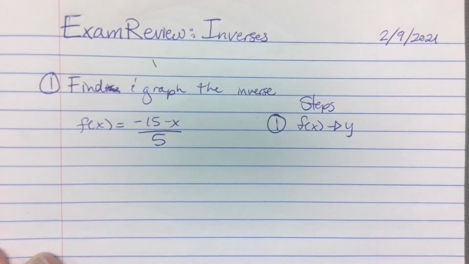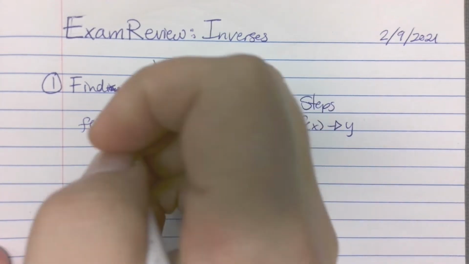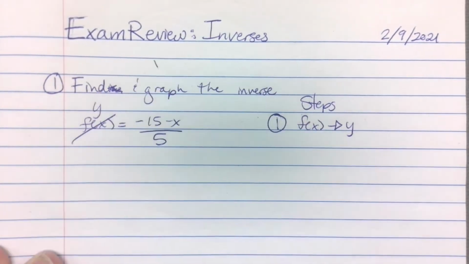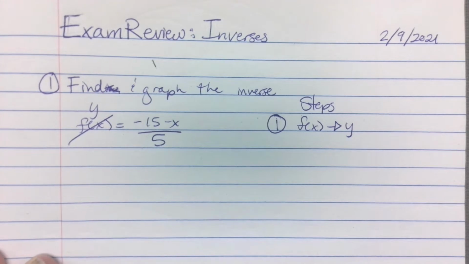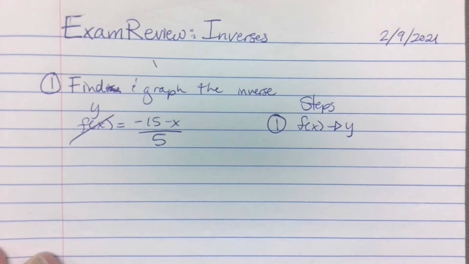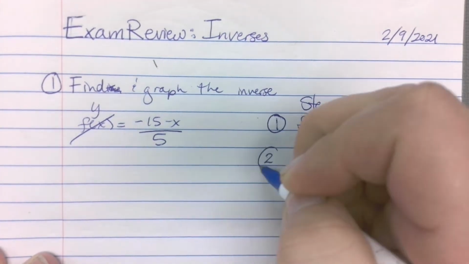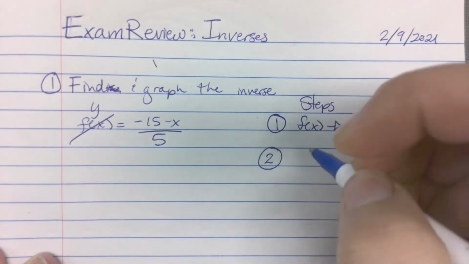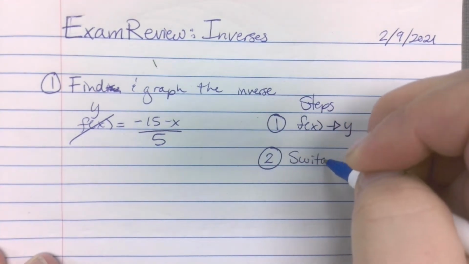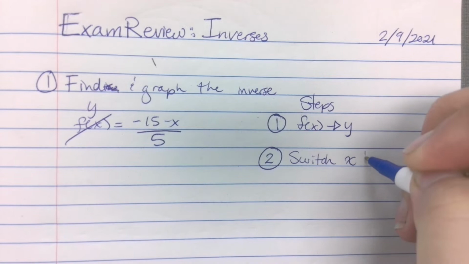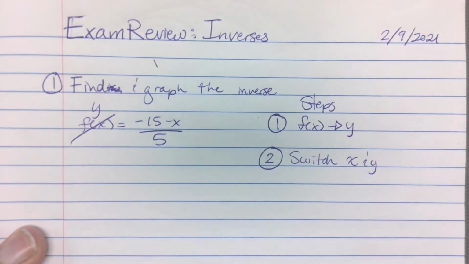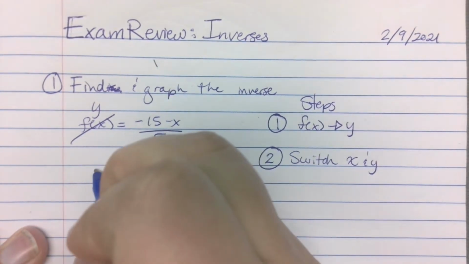Honestly, you want to know what I do on my paper? I'm too lazy to write it twice, so I just cross them out and I put a y there. What's step 2? Switch x and y. So this is just going to be x.